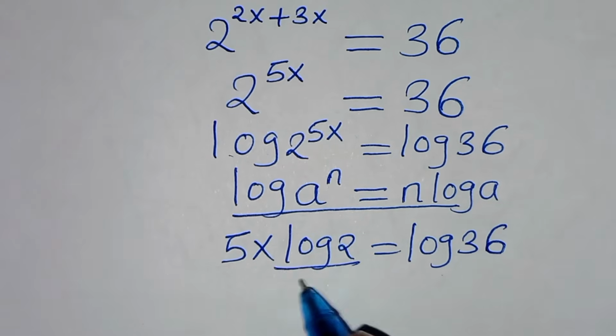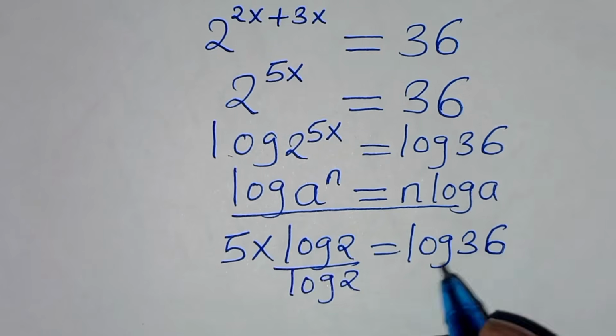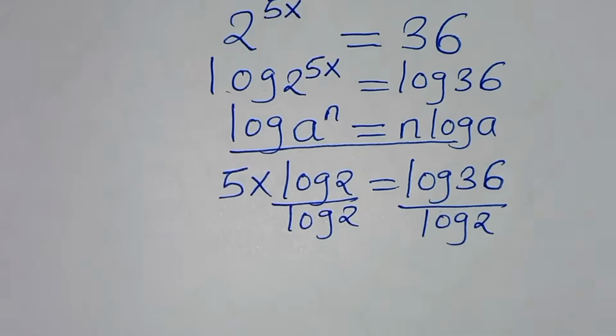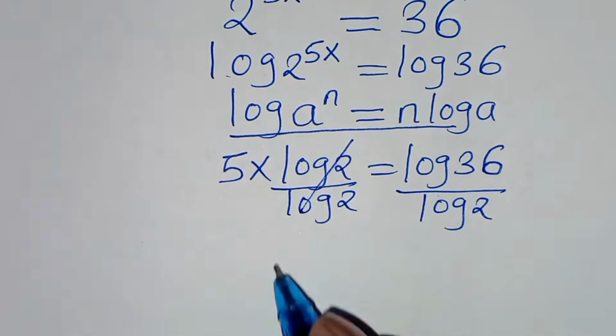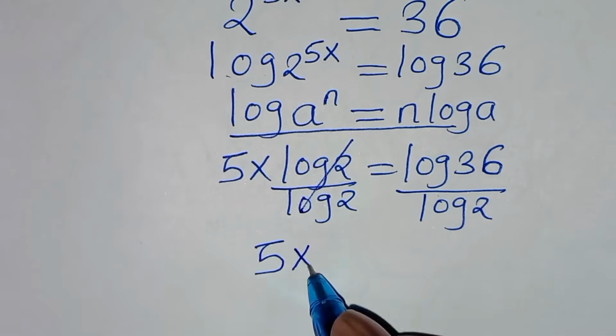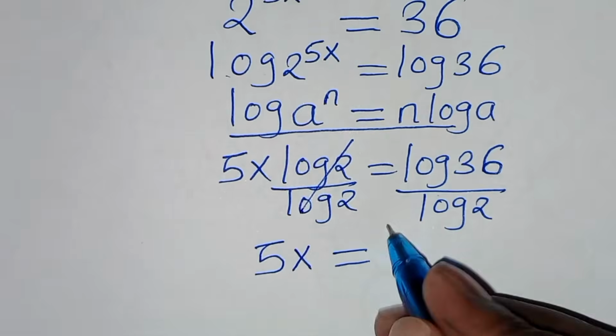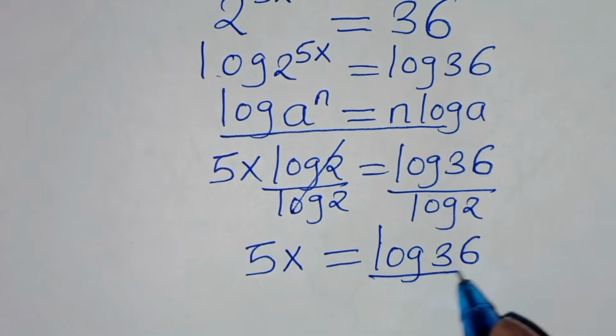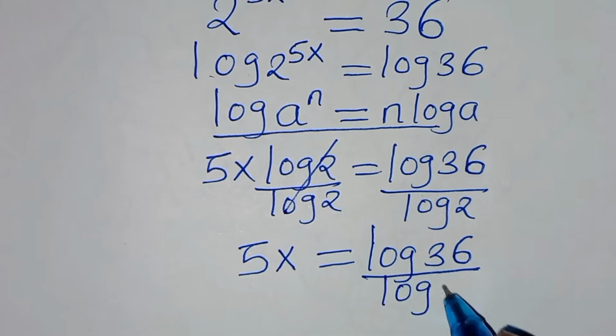Let's divide both sides by log 2. So let's simplify here, log 2 and log 2. So here this is 5x. This is equal to log 36 divided by log 2.